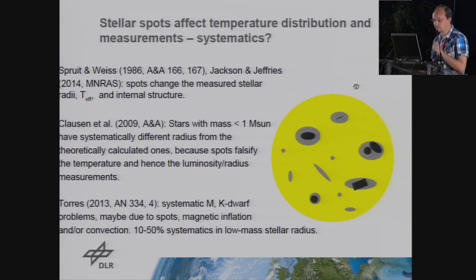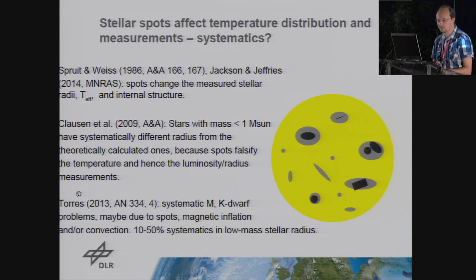If this is true, then we have serious problems, because there are older and fresh studies by Spruit and Weiss, Jackson and Jeffries, that the spots change the measured stellar radii, the effective temperature, and the internal structure. Torres et al. called attention in 2009 that stars with mass below 1 solar mass have systematically different radii from the theoretically calculated ones, because spots falsify the temperature. What we measure is a weighted average of the spotted and the unspotted area, but the total luminosity of the star does not change. So if the temperature is falsified by spots, then the radius should be falsified as well.